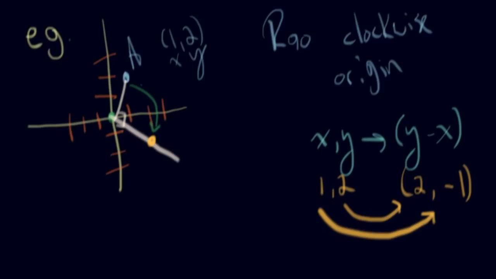Now what if I said, not rotate 90 degrees clockwise, but let's go 270 counterclockwise. It would end up at the same place. So I could have said rotate 270 counterclockwise and it would have ended up at the same place. And that's really important to understand visually.